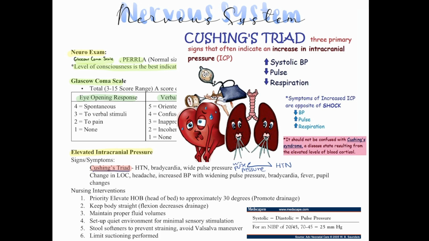We're also going to look at our nursing interventions. So our priority, most important, if you get a question about intracranial pressure, is to elevate the head of the bed to 30 degrees to promote drainage from the brain. You also want to keep the body straight. Flexion decreases drainage. You want to maintain proper fluid volumes, set up a quiet environment with minimal sensory stimulation, stool softeners to prevent straining and avoid Valsalva maneuver, and limit suctioning performed.